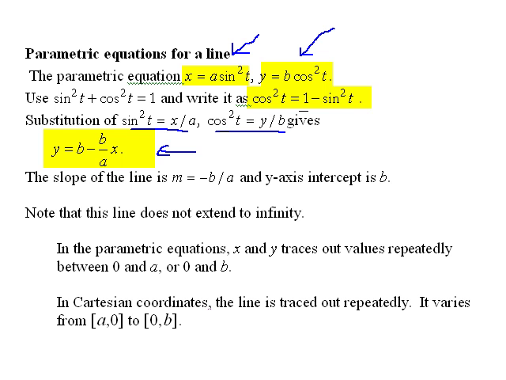So this is the point I'm trying to make. In the parametric equations, x and y trace out values repeatedly between 0 and a for x and 0 and b for y. When this gets translated in the Cartesian coordinate system, this line is traced out repeatedly, but it varies from its endpoint when t equals 0, x equals a and y equals 0, and then at pi, we have the other endpoint of this line, 0 and b. X is 0 and y is b.